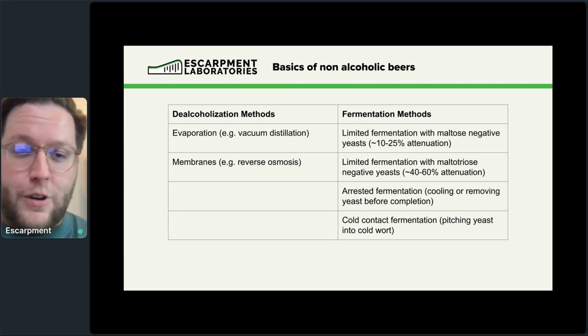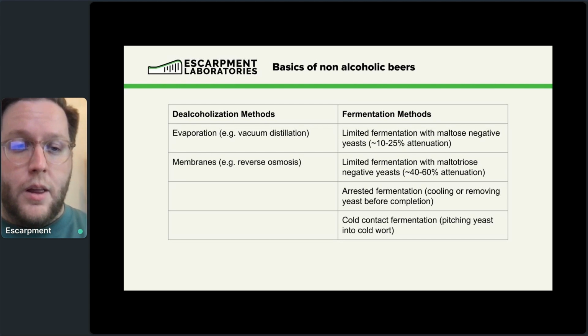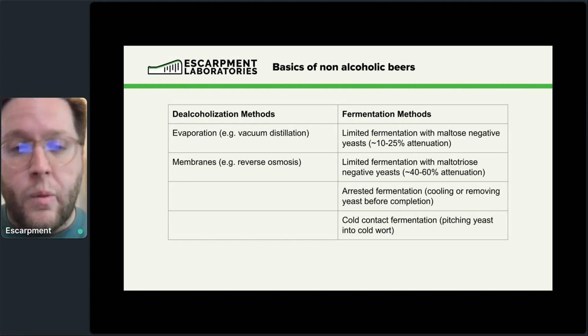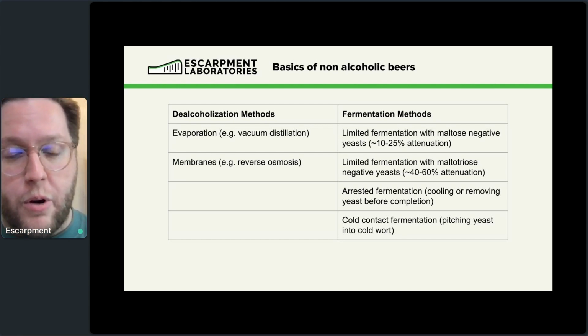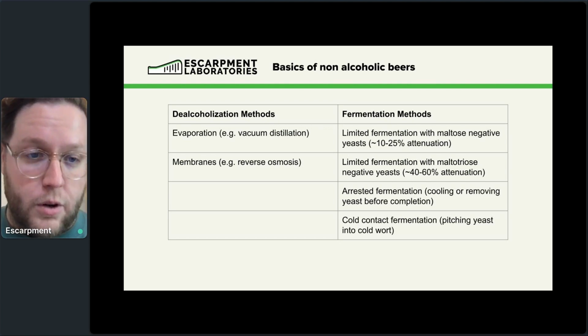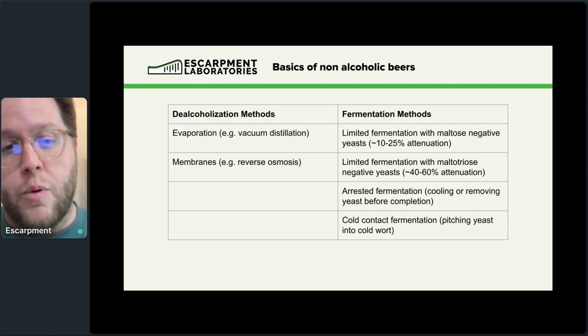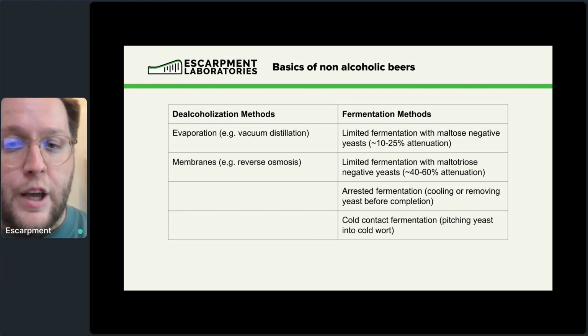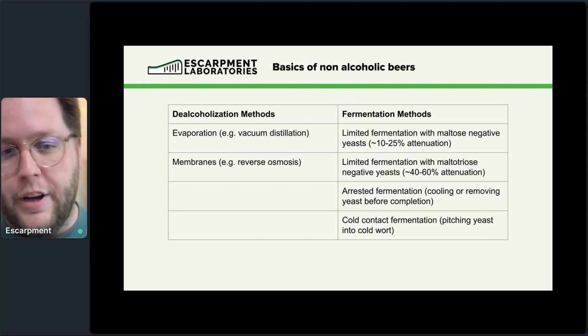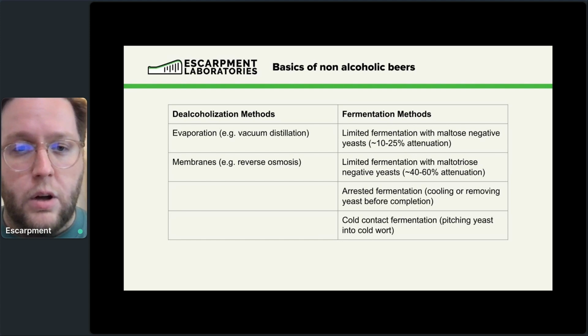So what are the technologies? I don't have the time to dive into the nitty-gritty of how evaporation works or how membrane works. We will dive in a little bit more into fermentation methods. But just to give a basic overview, there's two main ways you can make non-alcoholic beer. You can think of it as either removing alcohol through dealcoholization, or you can think of it as adding a minimal amount of alcohol through fermentation. Either way, you're achieving that net result of under 0.5% alcohol.